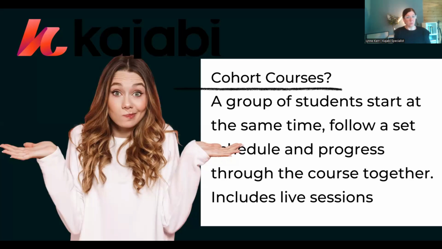So, what are cohort courses? Cohort courses are basically where a group of students start your course at the same time. They follow a set schedule, so they start on the same day. They'll follow the same schedule, whether that's over a number of days, weeks, or months. And basically, they'll progress through the course together. And it often includes live sessions. So, with this introduction of cohort courses, Kajabi have introduced the ability to include live sessions within these courses.